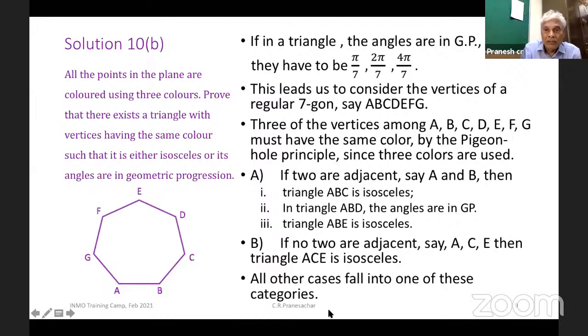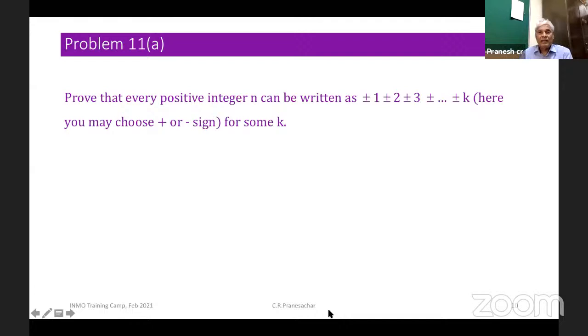Okay. So next problem. This kind of number theory has some combinatorial flavor. Prove that every positive integer n can be written as, this is the easy part, plus or minus 1, plus or minus 2, plus or minus 3, etc., plus or minus k, for some suitable number k, and for some suitable choice of the plus sign and minus sign. You're at liberty to choose these signs, but you should be able to express every positive integer n in this form.